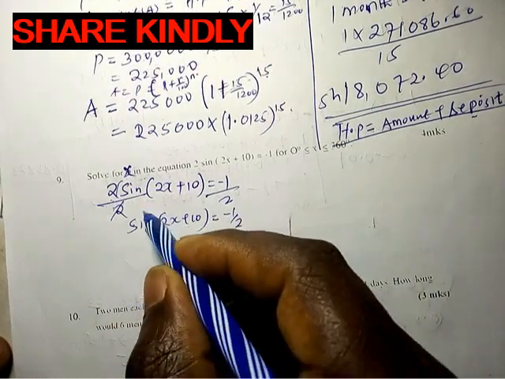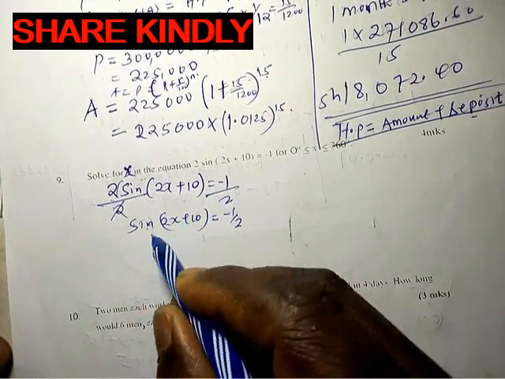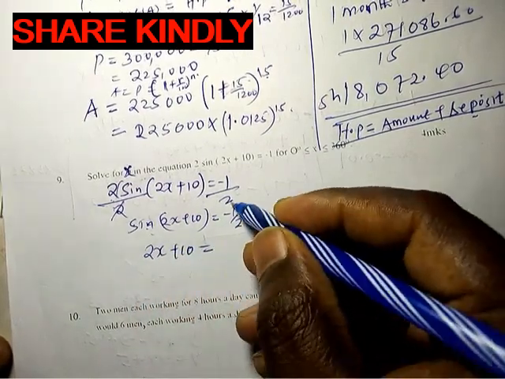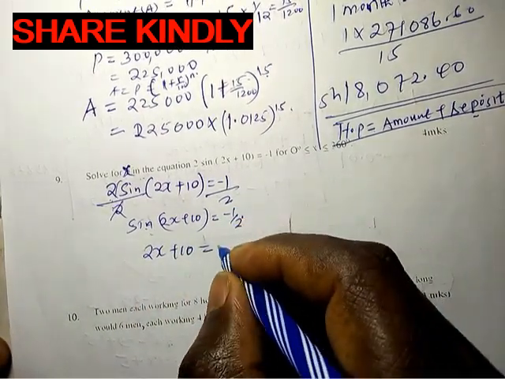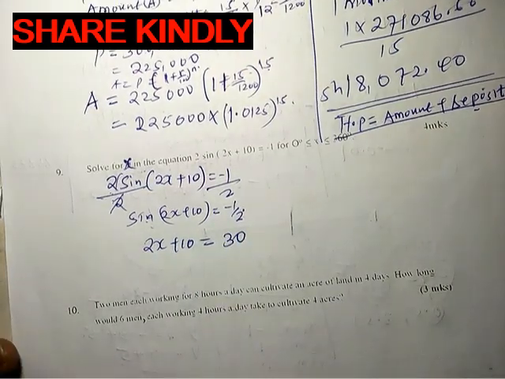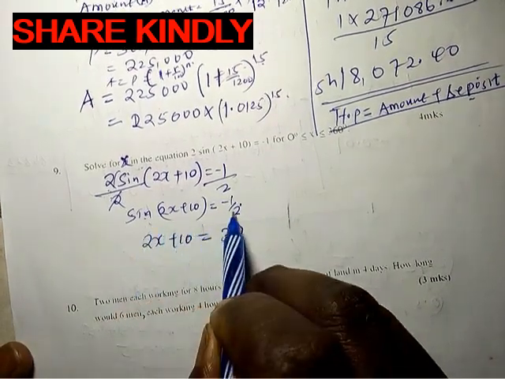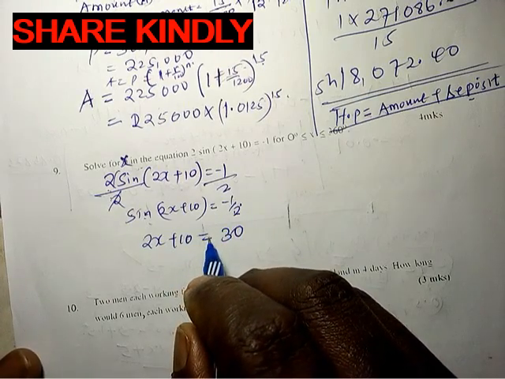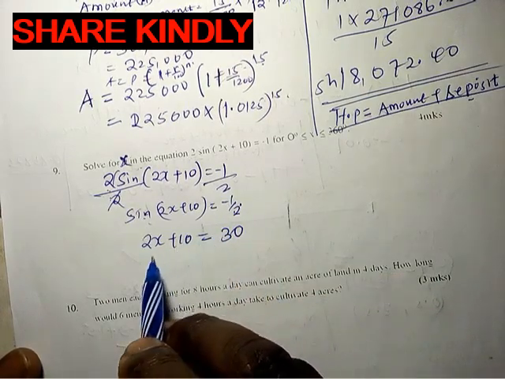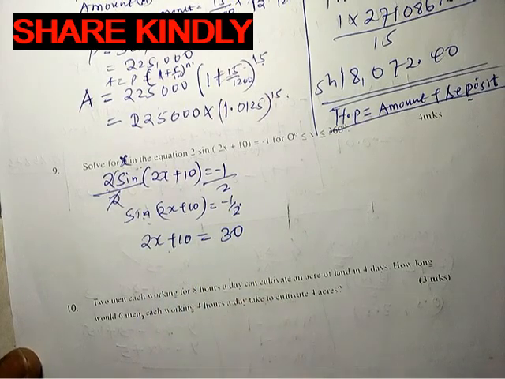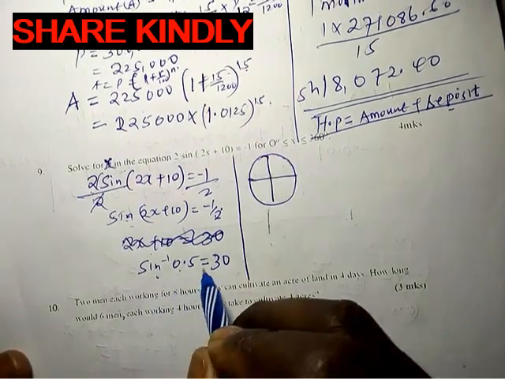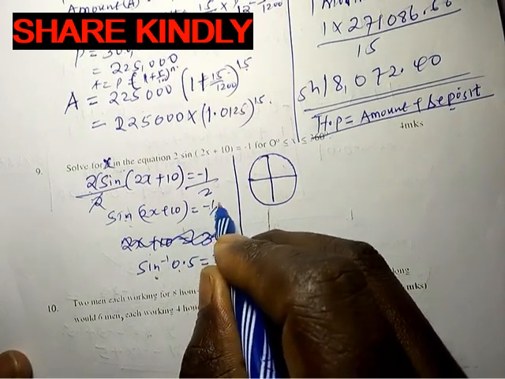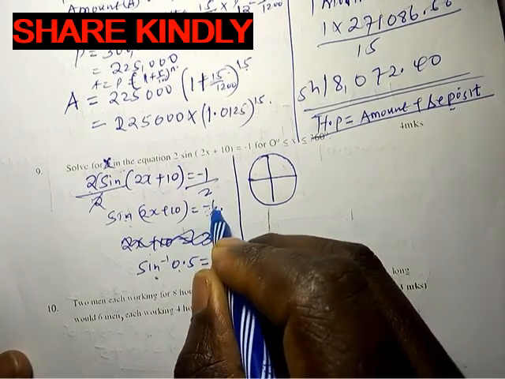For us to remove this sine here, we are going to find sine inverse of this. So 2x plus 10 is equal to the angle we are going to get, which is going to be 30. But remember, our sine was negative, negative a half.